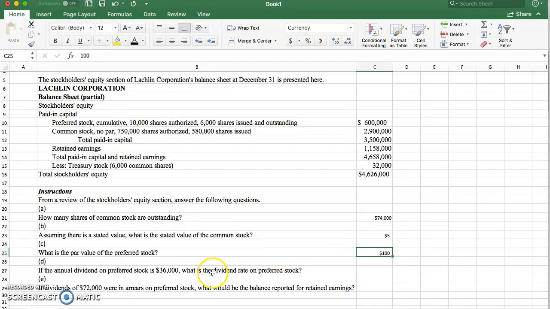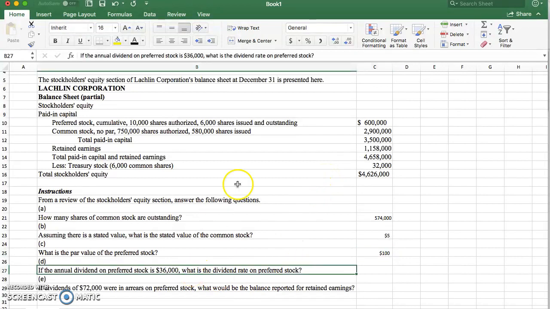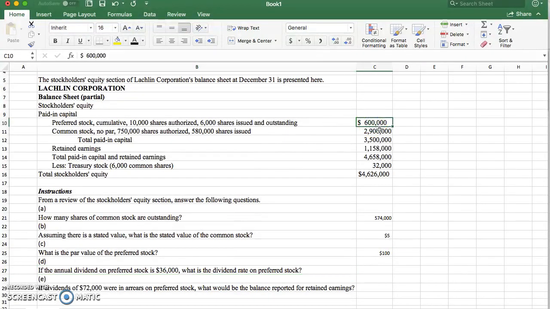Part D, if the annual dividend on preferred stock is $36,000, what's the dividend rate on preferred stock? So to calculate the dividend rate, we're going to take the 36,000 and divide it by the 600,000. And that's going to give us 6% as our dividend rate on preferred stock.